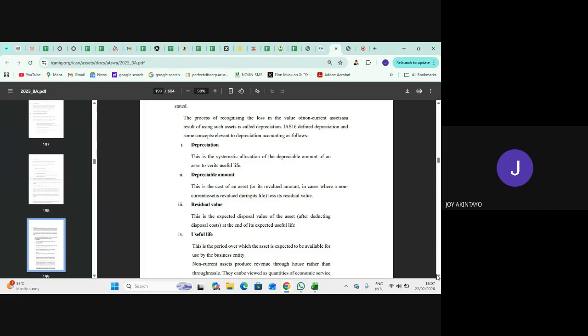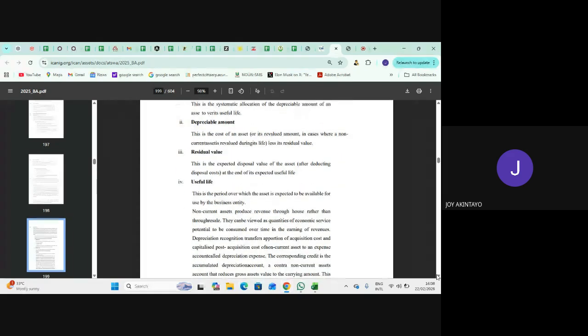Now, what do we mean by useful life? Useful life is the period in which an asset is expected to be available for use by the entity. That is when a particular value is expected at the end of the accounting period. Then we move from there.